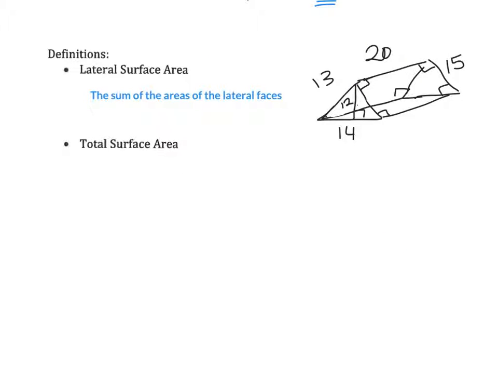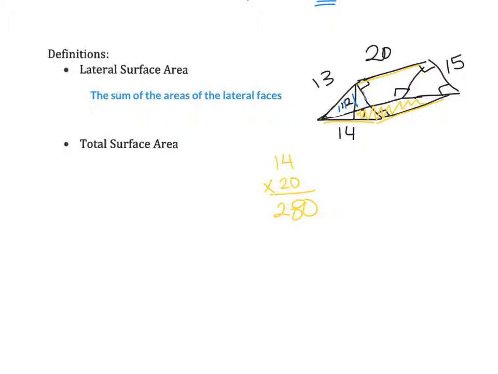The lateral surface area is the sum of the areas of the lateral faces. So we need to find the area of each of these faces. I am actually going to start with this face on the bottom, which would be 14 times 20, because it's parallel to this edge, that lateral edge. So we would have 14 times 20, 280.